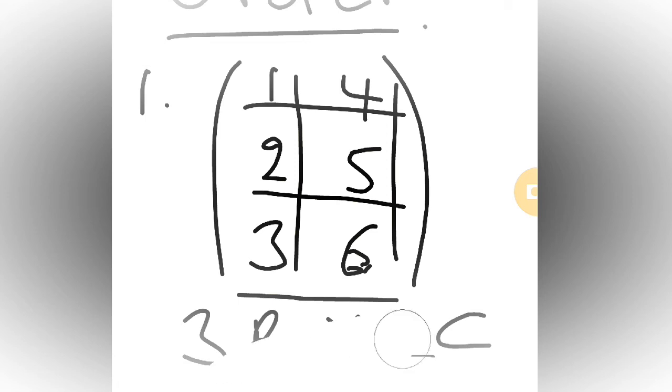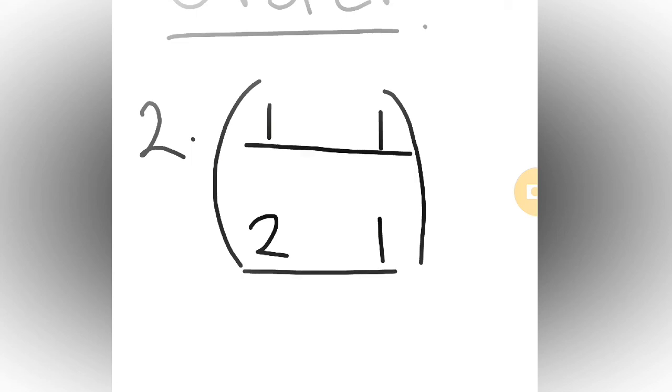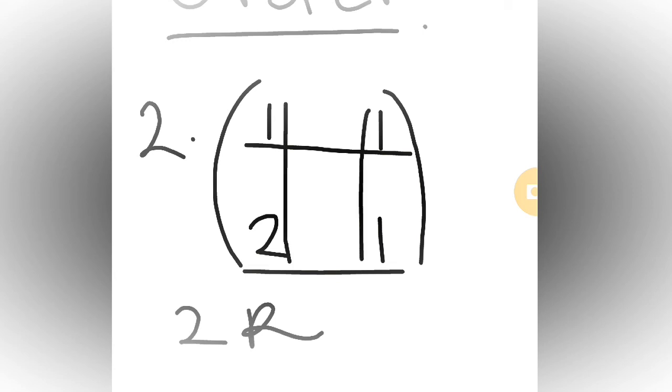Let us look at example number 2. We have 1, 1, 2, 1. What is the order of this matrix? This matrix has 2 horizontal lines, so it has 2 rows. How many vertical lines, or how many columns? It has one vertical line and a second vertical line, so it has 2 columns. The vertical lines are columns, the horizontal lines are rows. So this matrix is a 2 by 2 matrix.